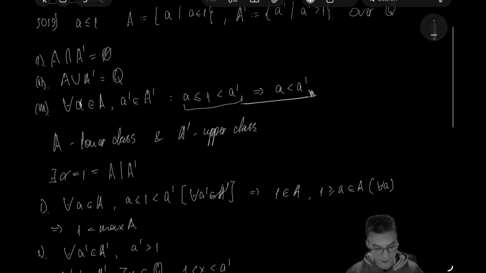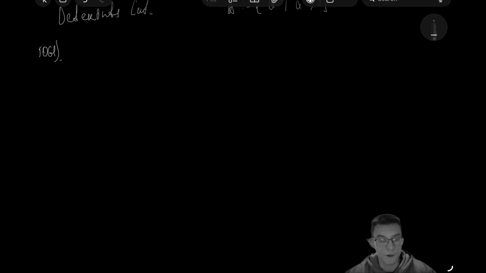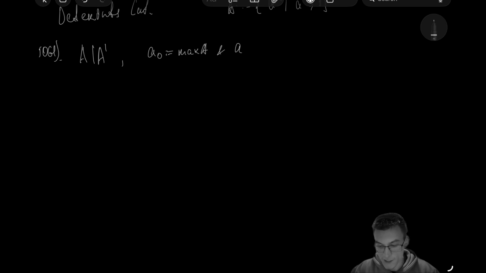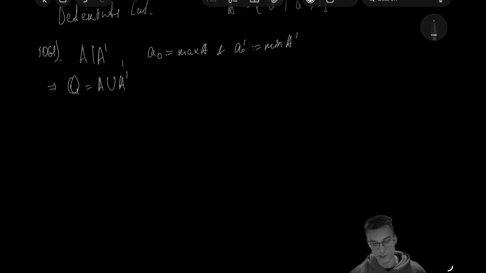Now let's take a look at the other example. Let's suppose that we have a cut a and a prime, and let's assume for a second that there is a maximum element in the lower class and a minimum element in the upper class. Let's call them a0, which equals the maximum in a, and a0 prime, which is the minimum element in the upper class. Then we know that the rational set is the union of these two sets, a and a prime. And then any c which belongs to this union belongs to one of the sets, a or a prime.